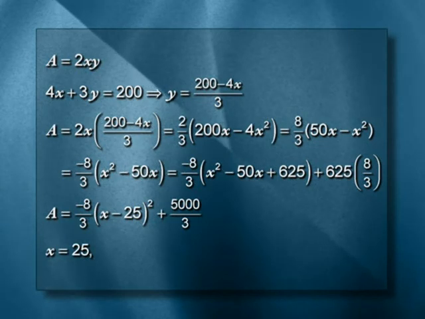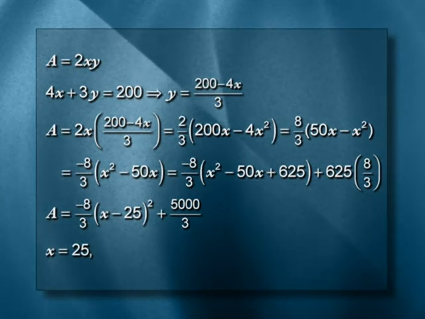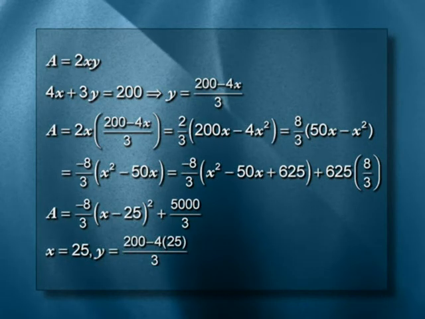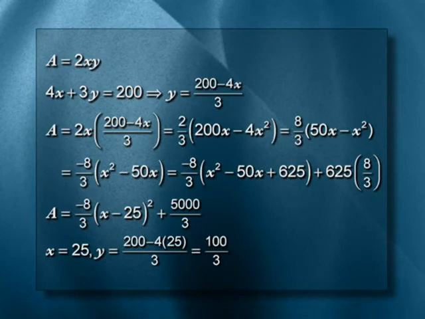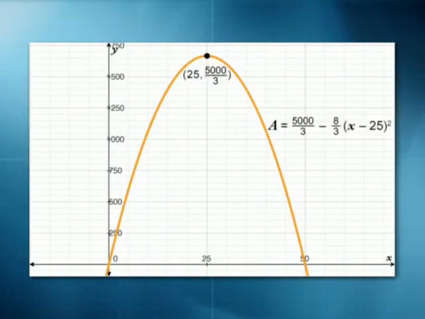And with picking x as 25, you can calculate the y value. It'll be 200 minus 4 times 25, all divided by 3. So y turns out to be 100 over 3. Here's a graph of that area function that we just talked about. And notice the high point of the parabola occurs when x is 25. Isn't that interesting? We were able to find the maximum value by writing the parabola using the completing the square skill, and then we discovered the high point.